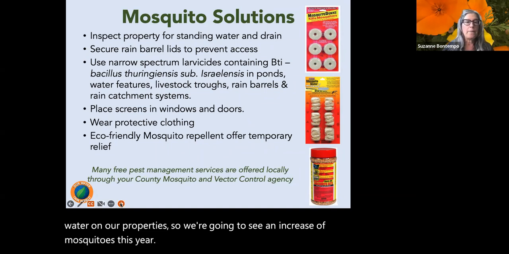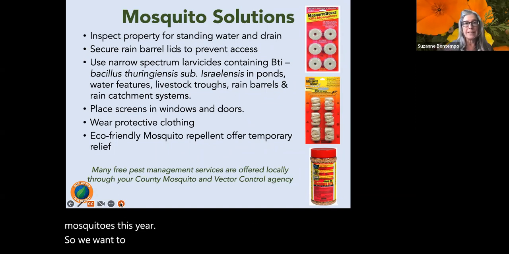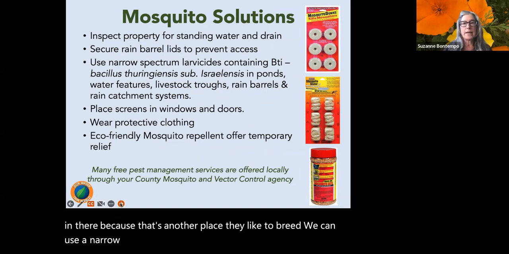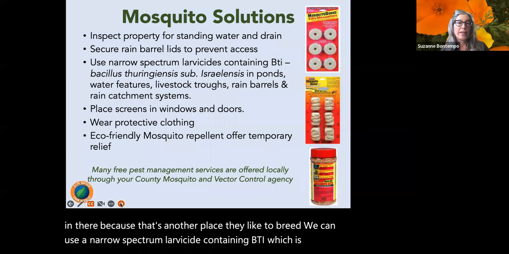So we want to secure rain barrel lids to prevent them from getting in there, because that's another place they like to breed. We can use a narrow spectrum larvicide containing BTI, which is Bacillus thuringiensis israeliensis.